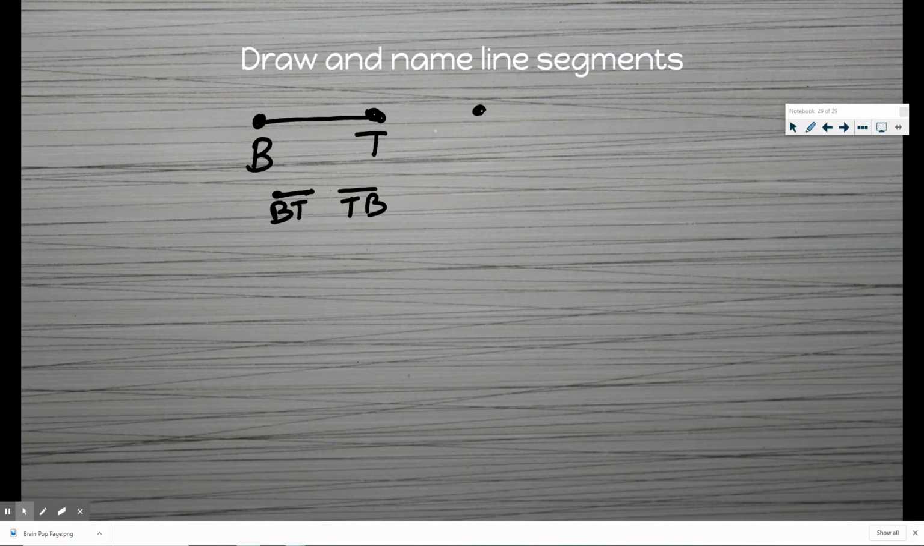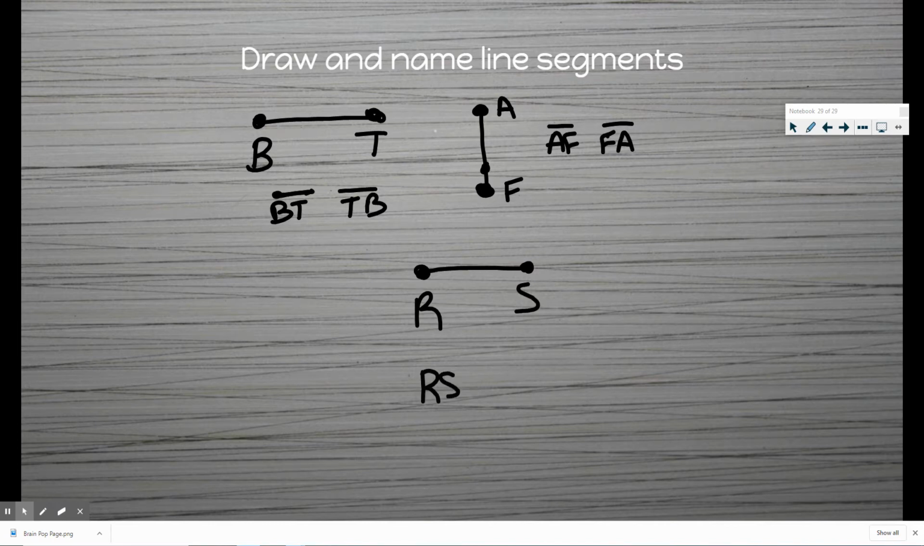I could have another line segment. Again, it has to have those endpoints, and I might call this A, and then this one down here, F. So I would write it as AF or FA. Let's have one for you. What would you call this one? You should have picked line segment RS or line segment SR.